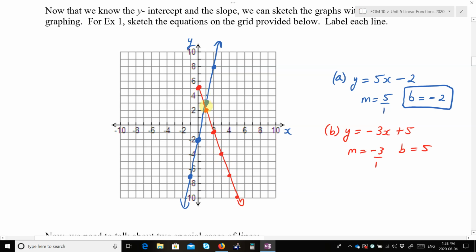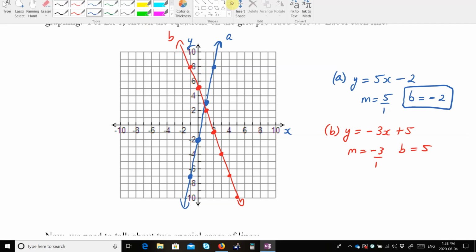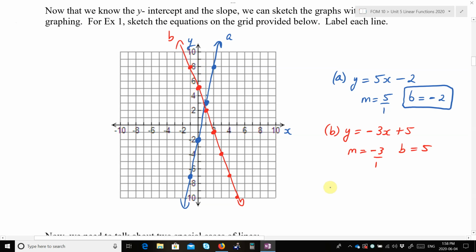And going back the other way, notice it's 3 up and 1 left. So from this last point, I'm going to go 1, 2, 3 up and 1 left. And that will map out the other side there. So this is B. This one was A. And I will do C in green. At least that was my plan.